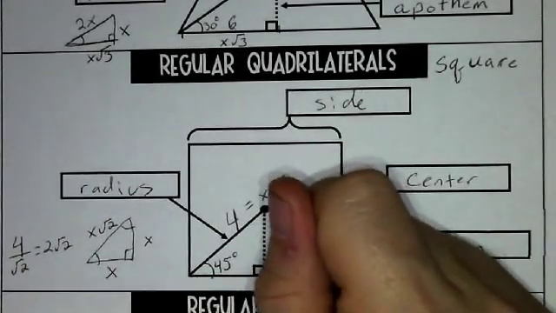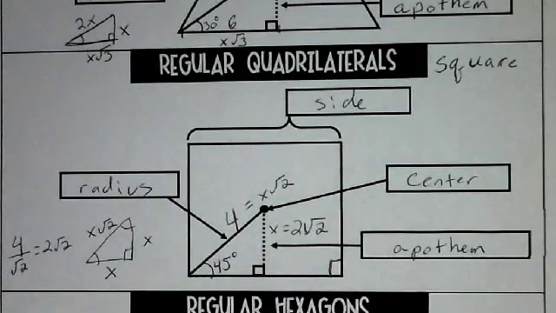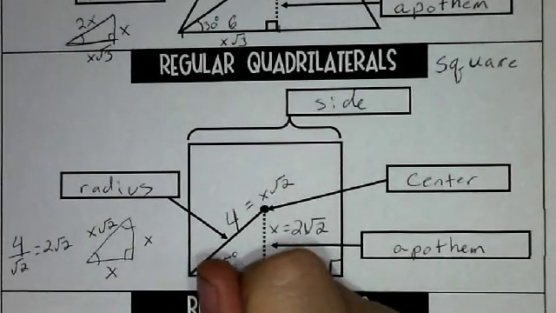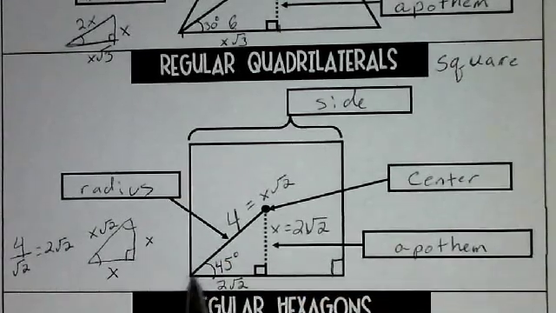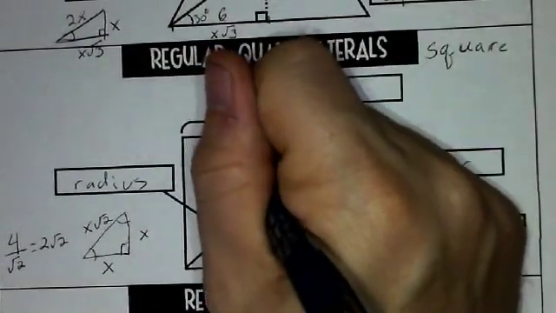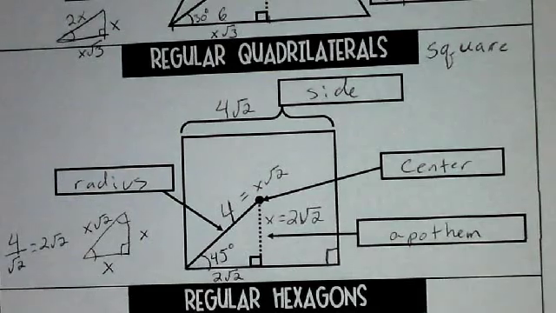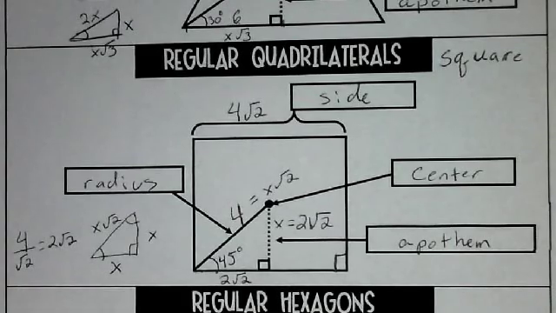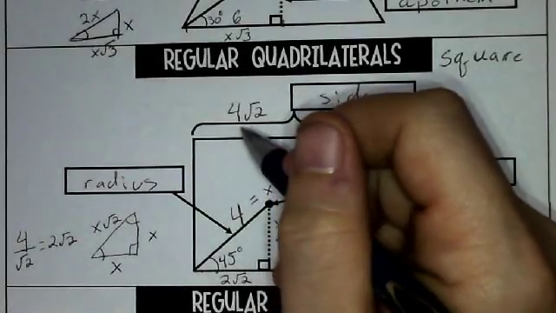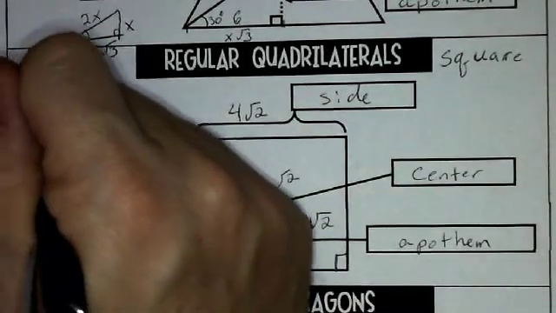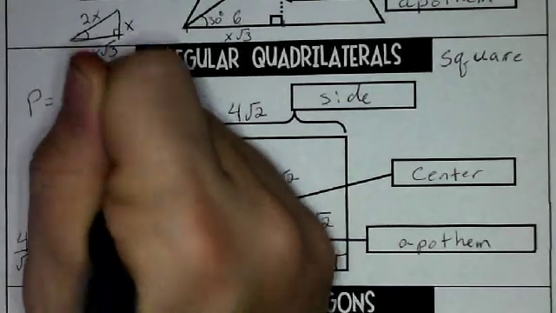And so this would be my apothem, 2 square root of 2. And if this is 2 square root of 2, that means that this is also 2 square root of 2. And because this is half, that means that the whole side would be 4 on the square root of 2. Now I also need to know my perimeter. And to find my perimeter, I just take one side and I have 4 that are the same, so I do that times 4, and that gives me a perimeter of 16 on the square root of 2.